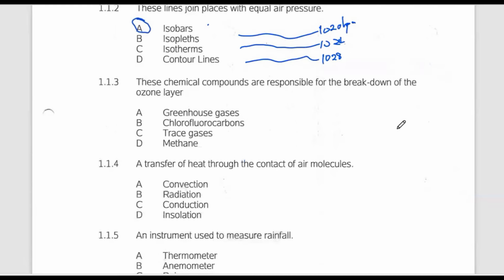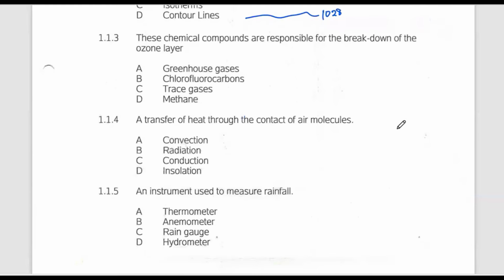Right, then we move on to question number 1.13. These chemical compounds are responsible for the breakdown of the ozone layer. Remember, we talked about ozone depletion. What causes ozone depletion, or what is responsible for the damage of the ozone layer? Right, the correct response is the chlorofluorocarbons, which we call the CFCs. These are the gases responsible for the damage of our ozone layer.